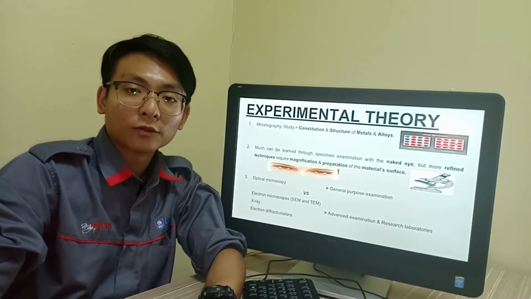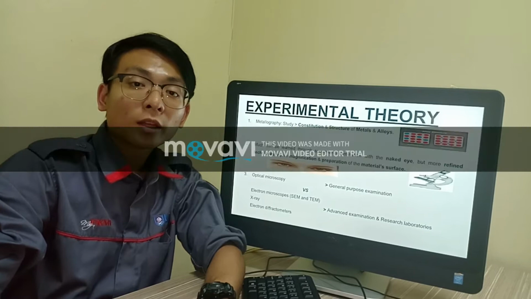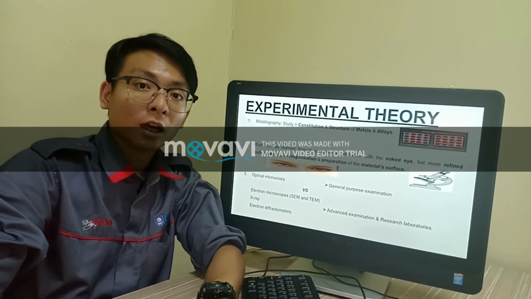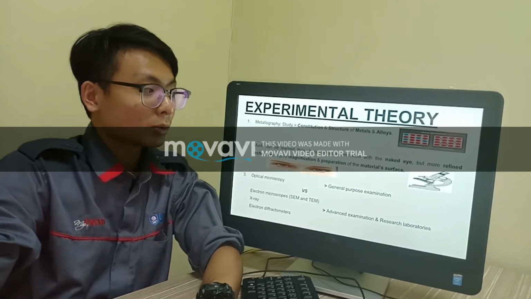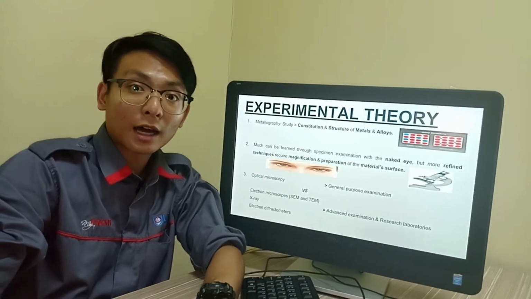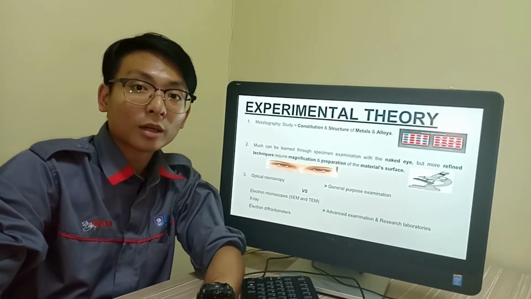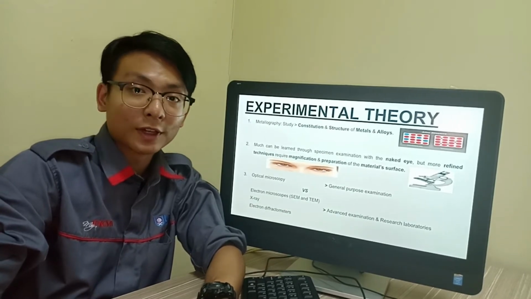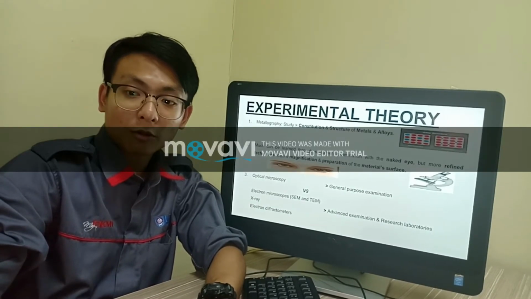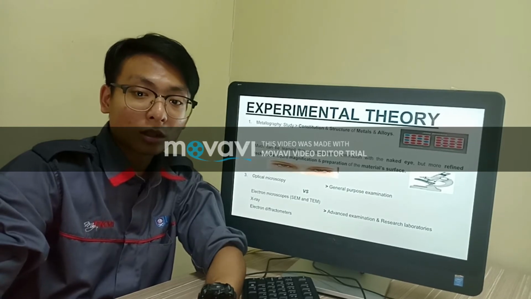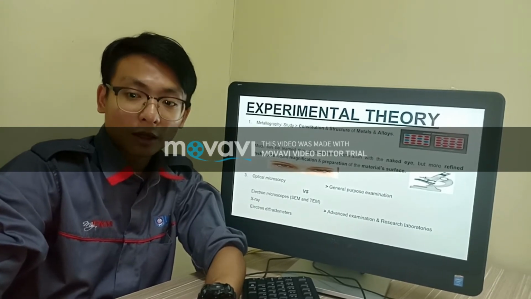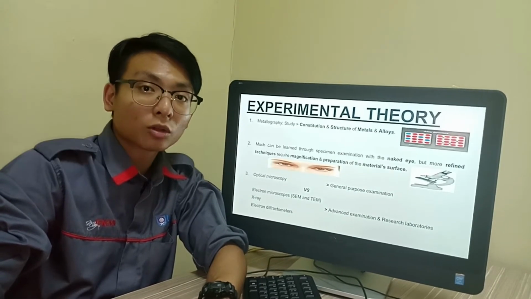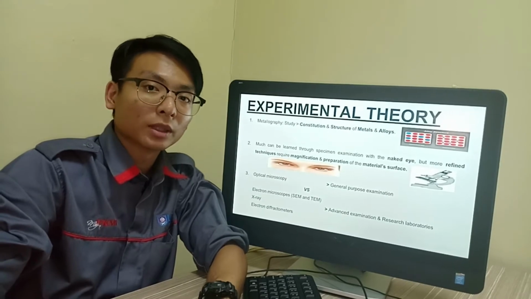So, for experimental theory, the first one, metallography is the study of the constitution and structure of metals and alloys. Much can be learned through specimen examination with the naked eye, but more refined techniques require magnification and proper preparation of the material's surface. The third one, for general purpose examination, we use optical microscopy, but for advanced examination and research laboratories, we have to use electron microscopes, X-ray, or electron diffractometers.